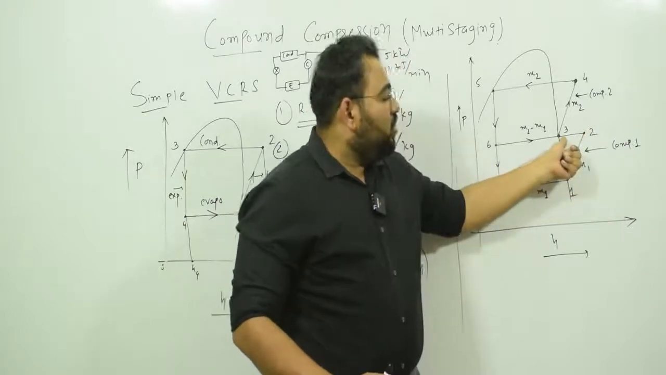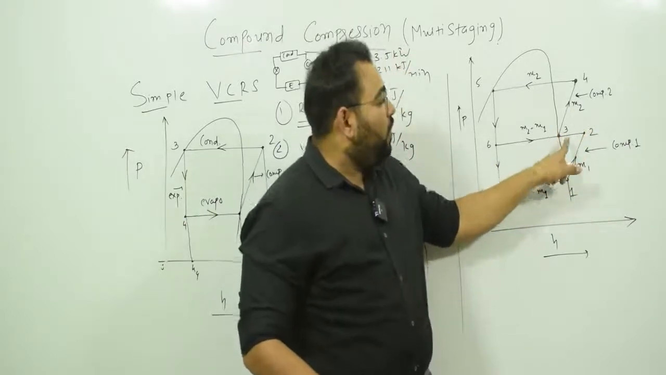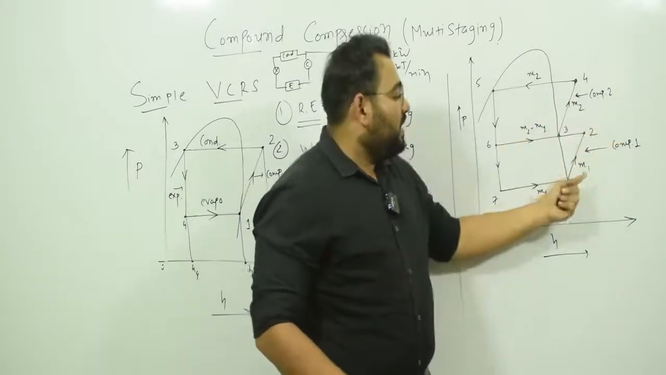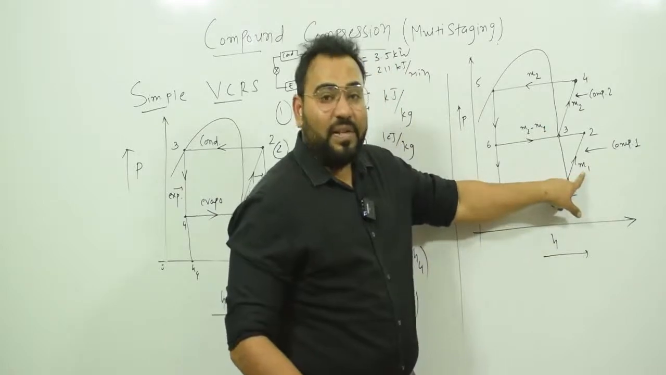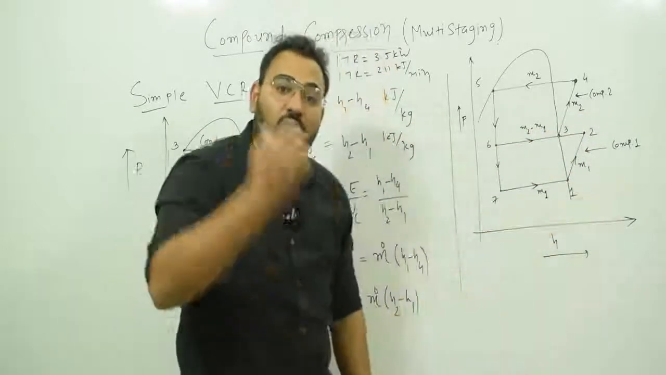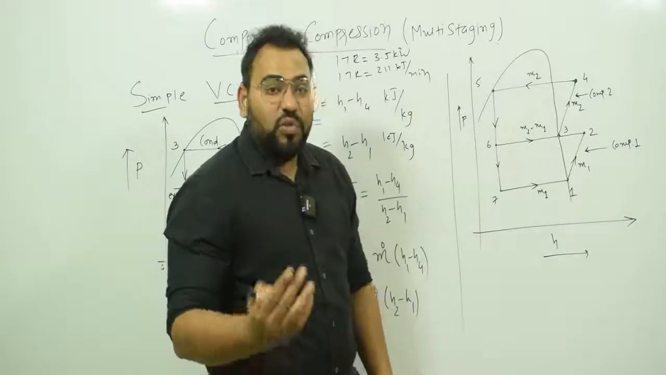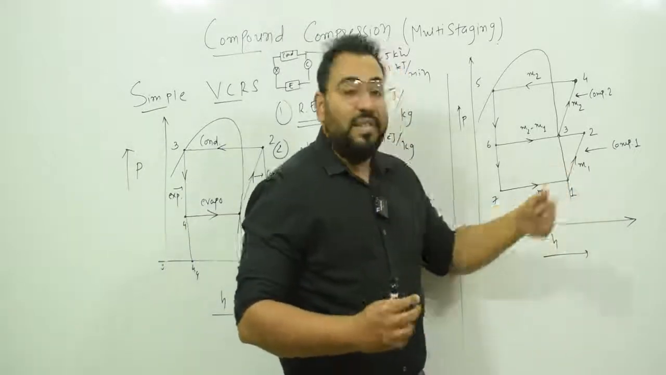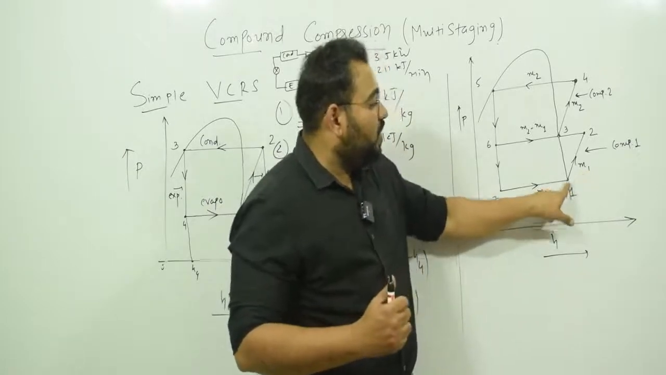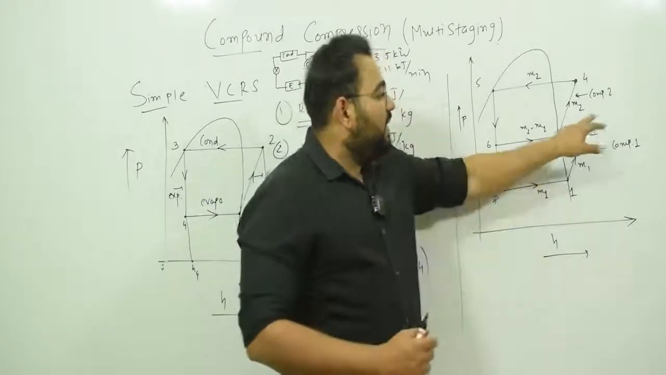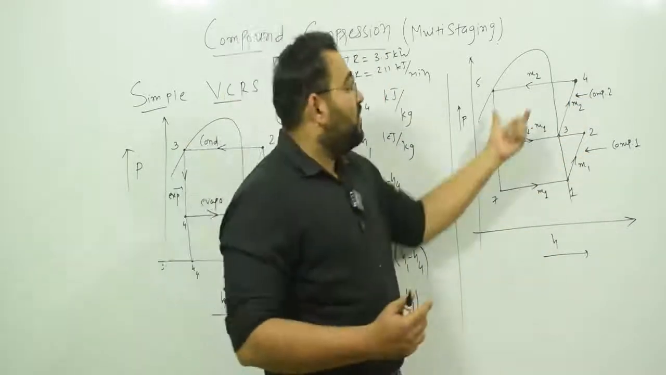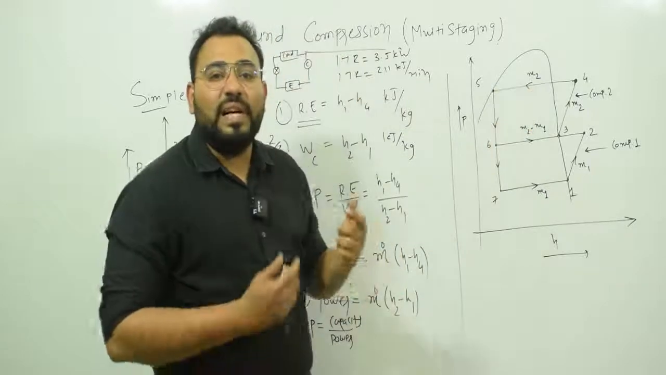Then again it will reach the vapor line. Then again you will do compression, from 3 to 4. So this is compressor 2. So you can see that first it compresses in compressor 1 and then it compresses in compressor 2. So here more than one compressor is used. You can see that the compression is done in more than one stage. First compression is done in stage 1 to 2, then compression is done in stage 3 to 4. So more than one stage of compression is happening. That is known as a multi-stage compressor, or compound compression.